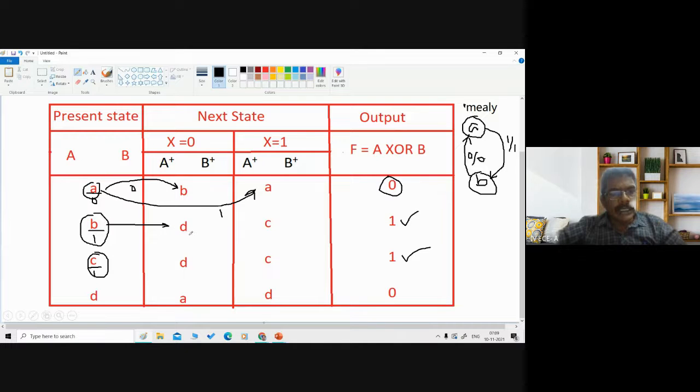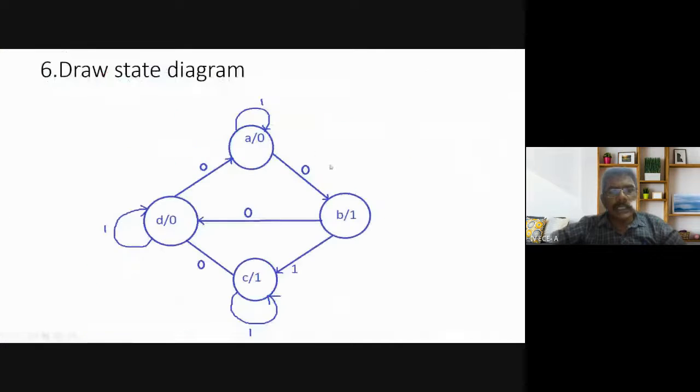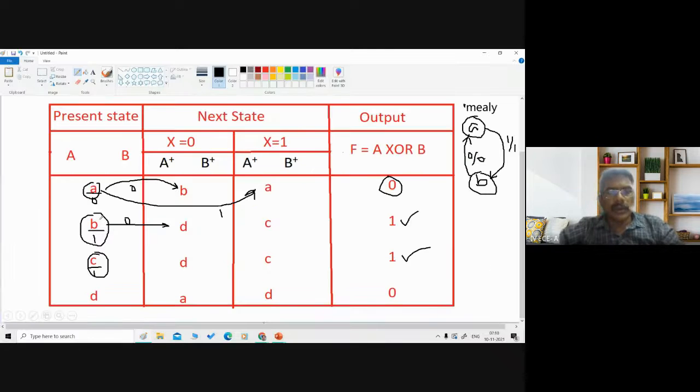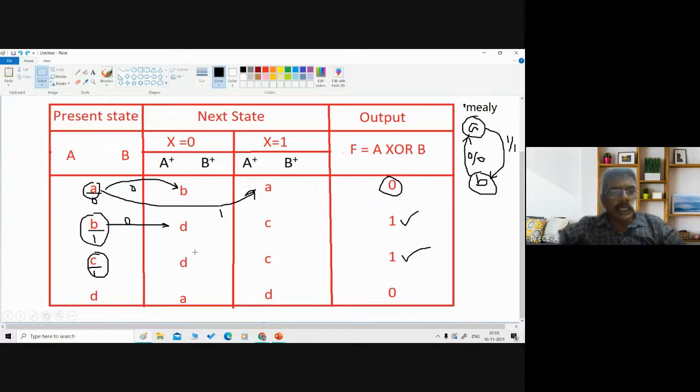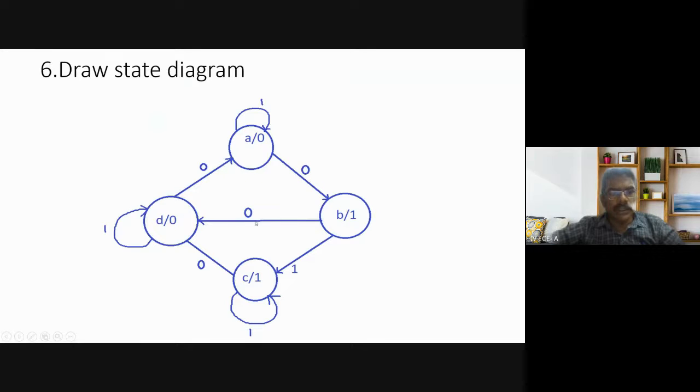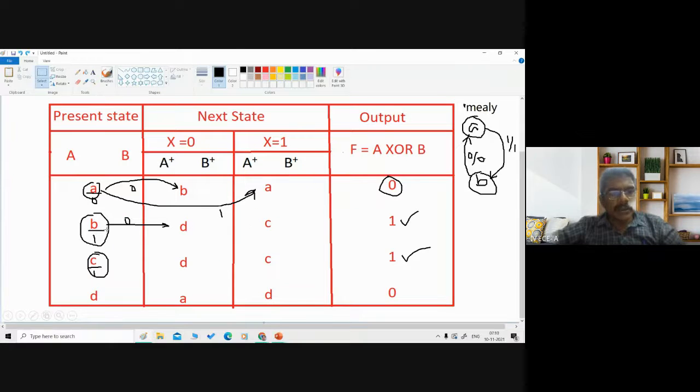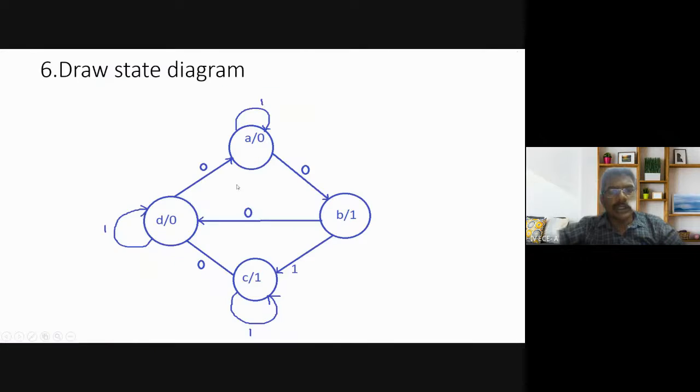B to D is x equal to 0. See B to D in this diagram. B to D x equal to 0, and B to C x equal to 1. So B goes to C when x equal to 1.